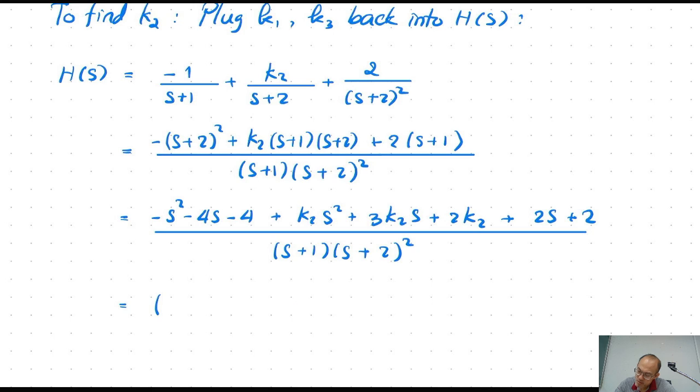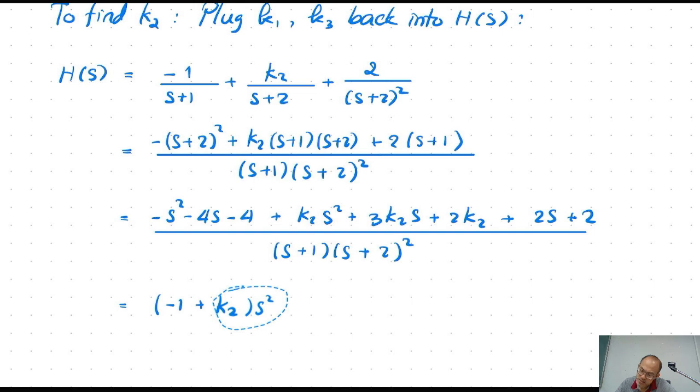How many terms are there? We're going to have two terms. The first being -1 plus 3K2, because we have two S squared terms. The first is minus S squared and the second term is K2 S squared, right? So we group them. We're going to get -1 plus K2, only K2.